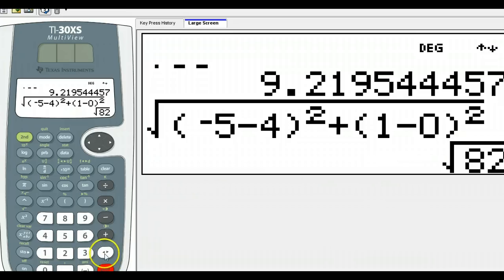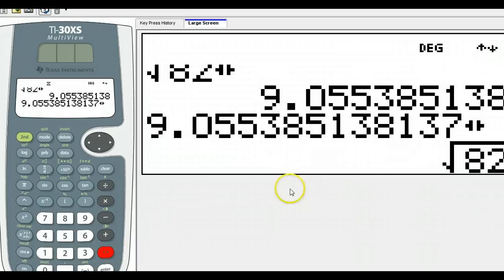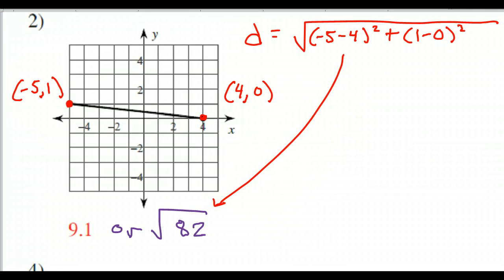Notice, see this button right here, you guys? Toggle, T-O-G-G-L-E. If I hit that button, it converts from a radical to a decimal, 9.1. If I hit it again, I go back to a radical. It just goes back and forth. So keep that in mind. Anyway, that was number 2.